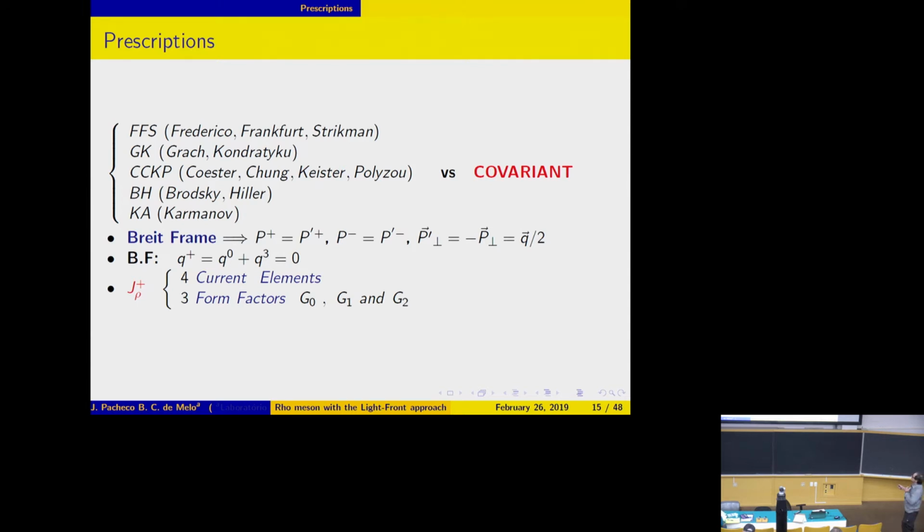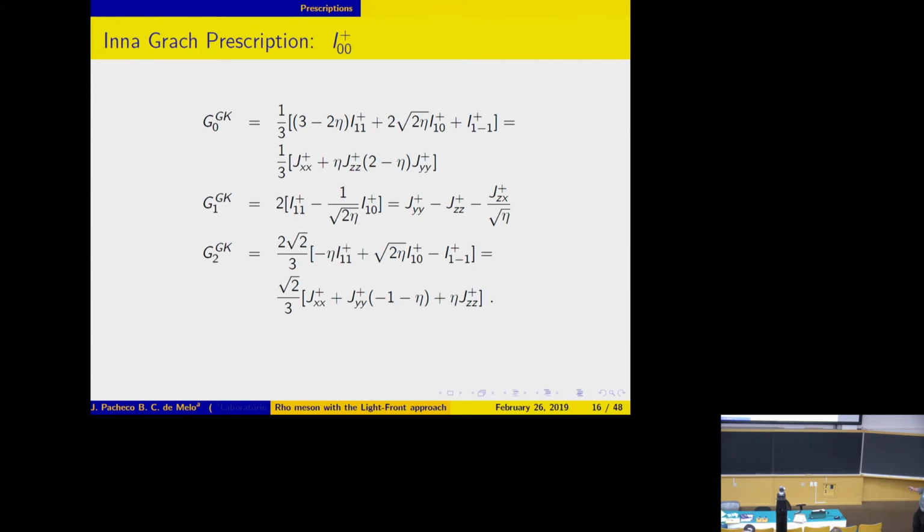Frederic Frankfurt and Strikman have one prescription, Inagaki and Kodaira have another, Koster, Schunk, Keister, and Polizou have another, Brodsky and Hiller another, Vladimir Karmanov another. It depends on which matrix element you eliminate with your angular condition equation. And in Inagaki, they eliminate exactly the 0-0 polarization. That is important. 0-0. Pay attention to this. Okay?